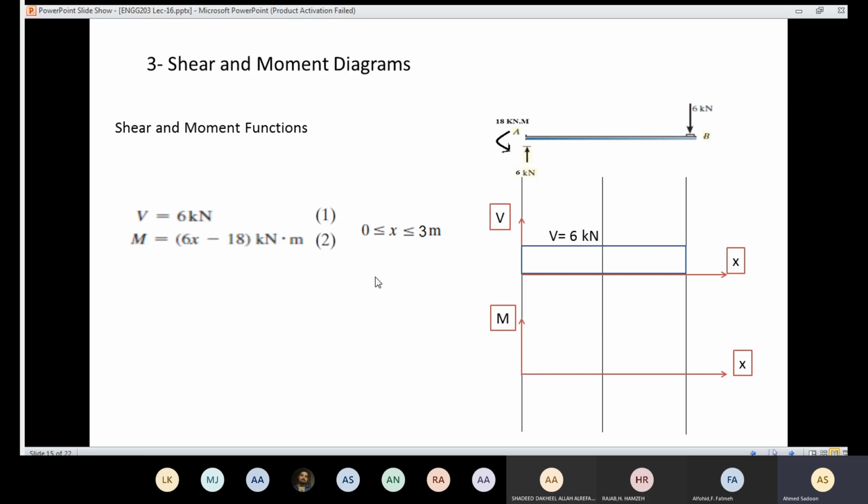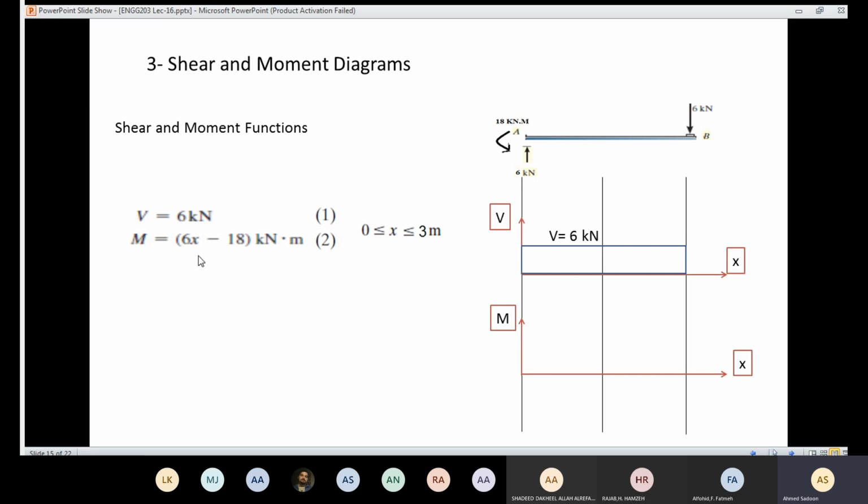That one is very easy. Whenever I find the value is constant, drawing a constant is very easy. It's just a straight line. And the value here is 6 kilonewtons. Then I'm going to draw the bending moment diagram.